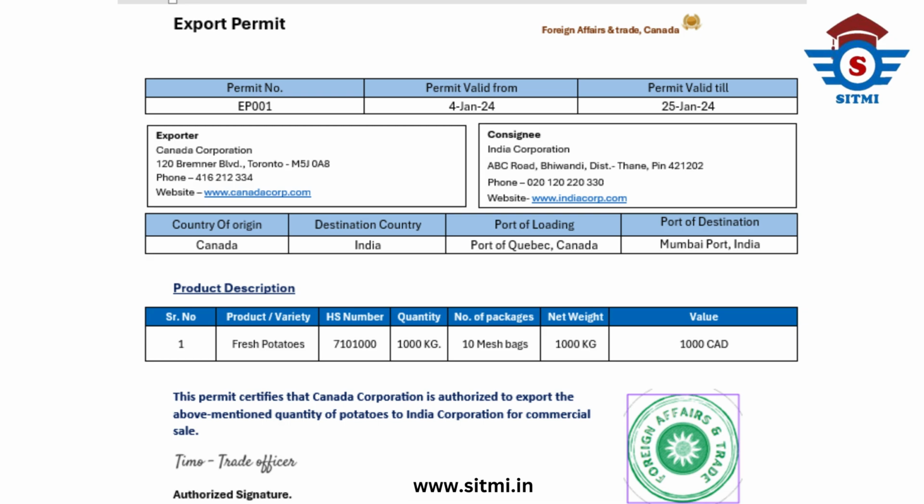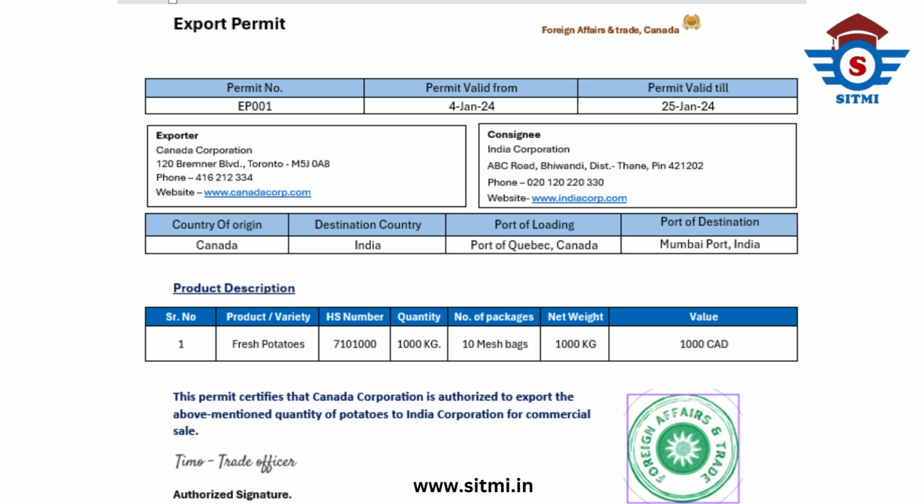The fourth point is export control classification. For goods subject to export controls such as military equipment, dual-use goods, or sensitive technologies, the export permit may include an export control classification or classification code. This helps identify the level of control or restrictions applicable to the export.